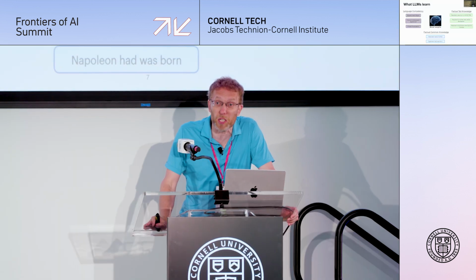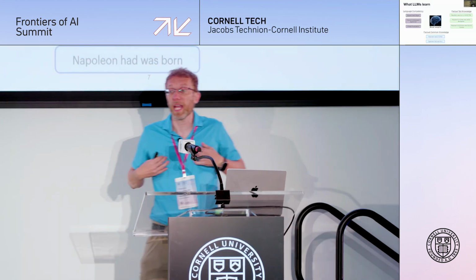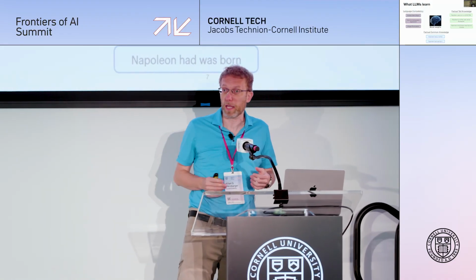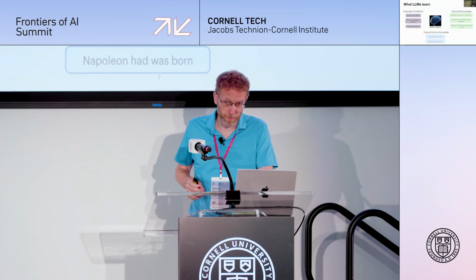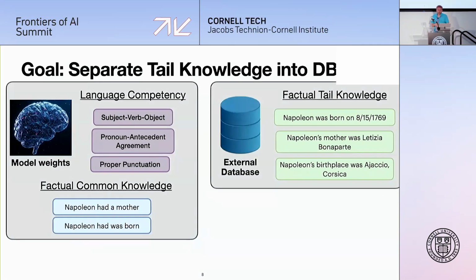This is something that you cannot compress. And if you know my birthday, it doesn't tell you anything about Yoav's birthday, right? So you have to memorize each one of them. There's no way around it. So I claim neurons are actually really, really good for the first two categories, right? They're great for language competency. They're great for this common knowledge, but they're terrible for the specific knowledge, right?